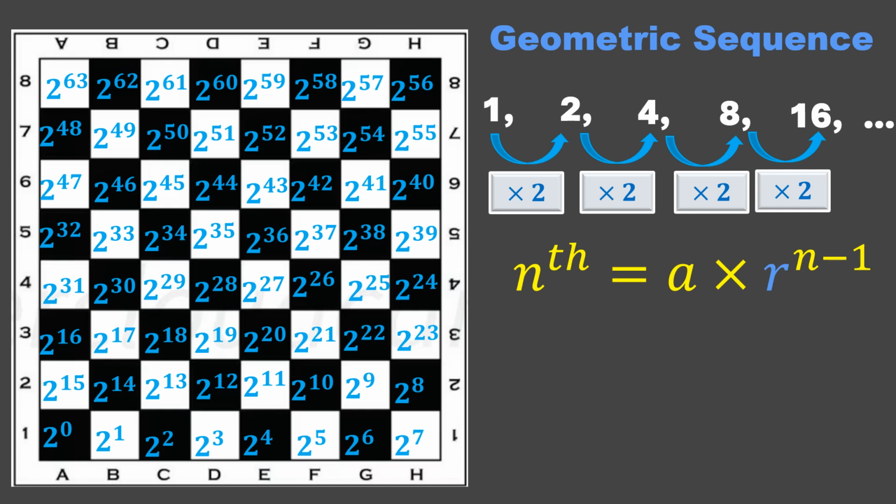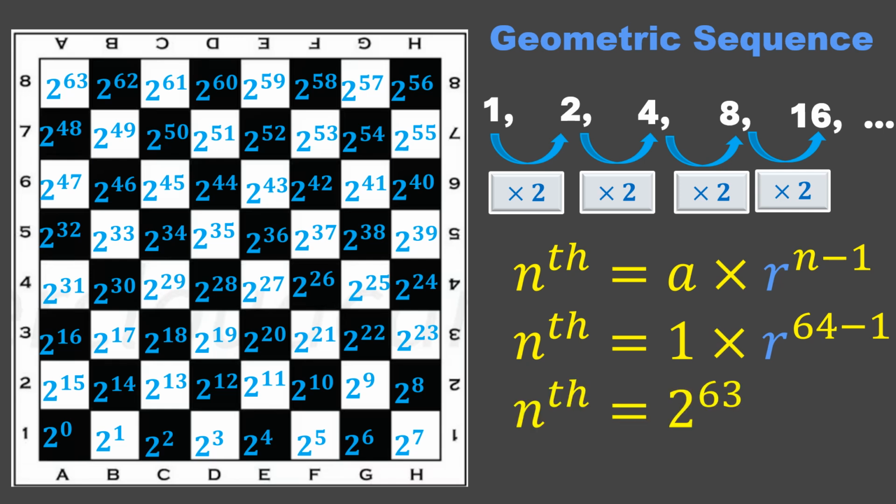If you substitute in the values, you will get the nth term is equal to 1 times 2 to the power of 64 minus 1, which gives you the nth term of 2 to the power of 63. This is what we have here.